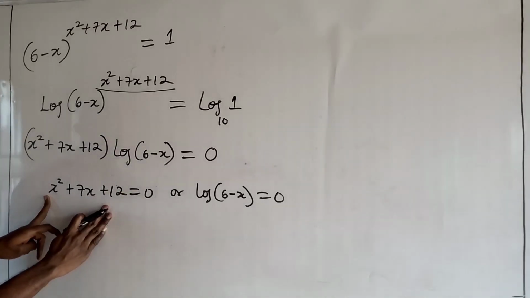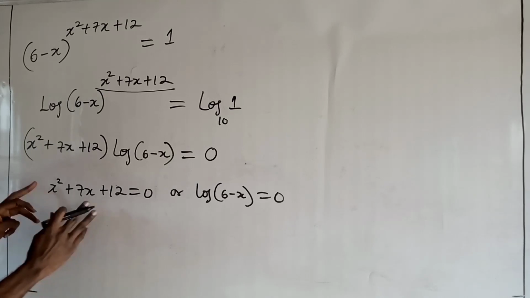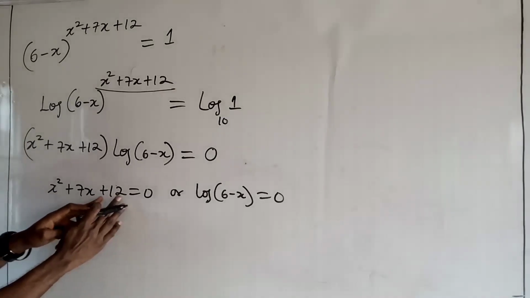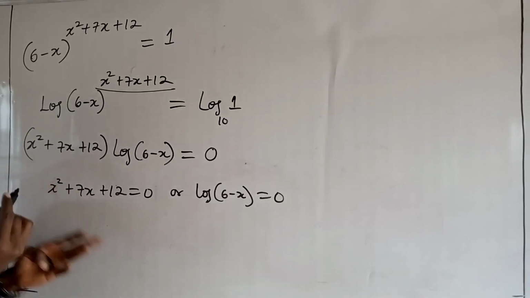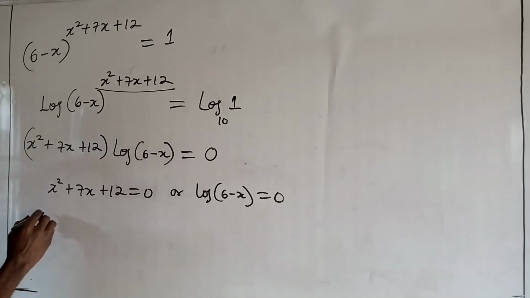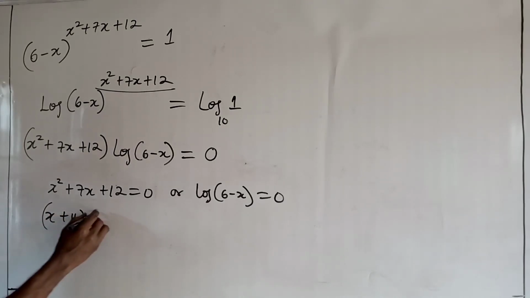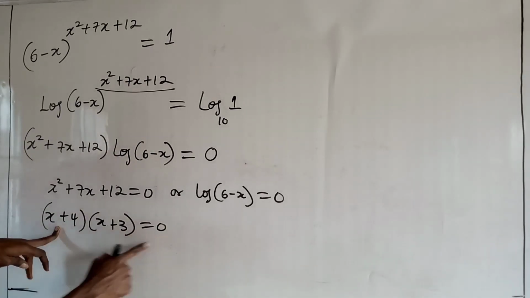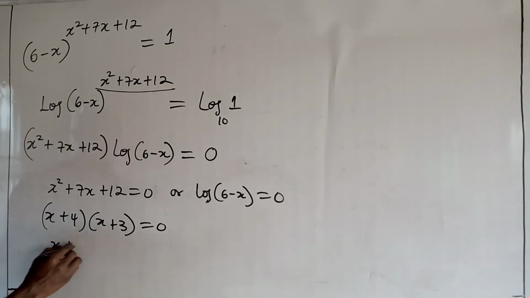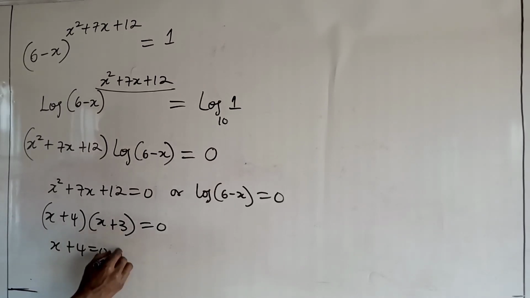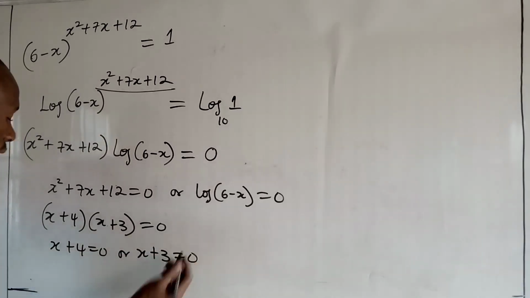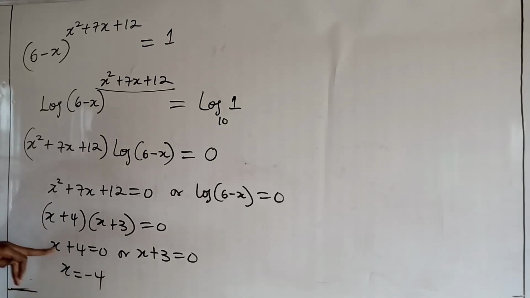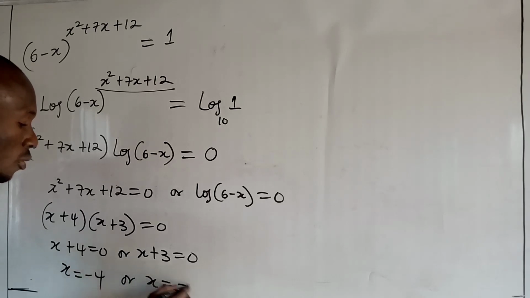So this is a quadratic equation. At this point, you are looking for two values. When you multiply these two values together, you get 12, and when you add these two values, you get 7. The two values are 4 and 3. So we have (x plus 4) times (x plus 3) equal to 0. So you equate each of these to 0. You have x plus 4 is equal to 0, or x plus 3 is equal to 0. So if you collect like terms, x should be equal to minus 4, and here x should be equal to minus 3.